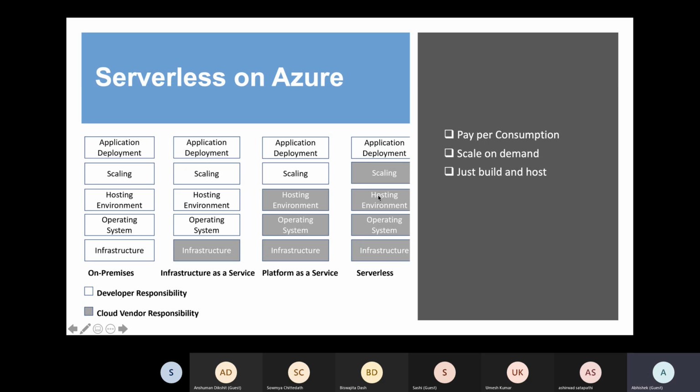So what happens here is, here also you don't have control over the hosting environment, operating system and infrastructure, as well as the scaling. In PaaS you need to explicitly mention that you need to scale to another instance whenever your CPU percentage hits 75%. But here your underlying platform takes care of all the scaling aspects. You need not worry about any kind of scaling. You just need to build your application and host it, and everything is taken care of by these underlying tiers. So that is what serverless is.